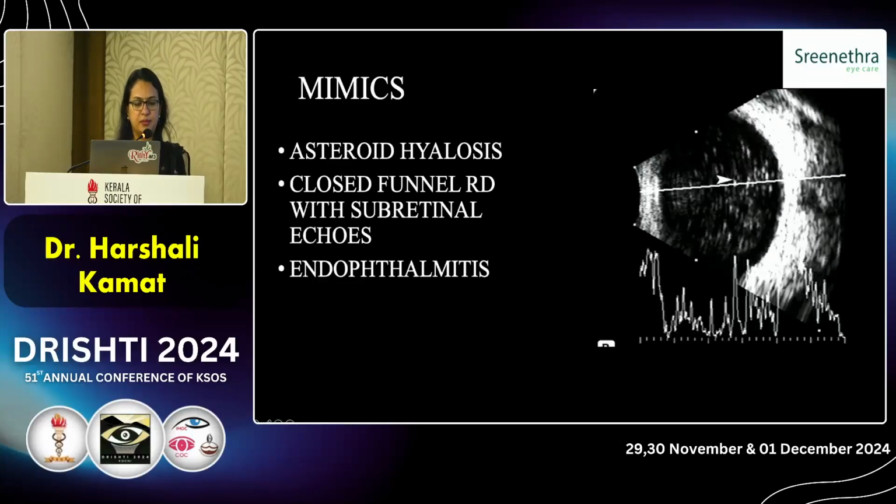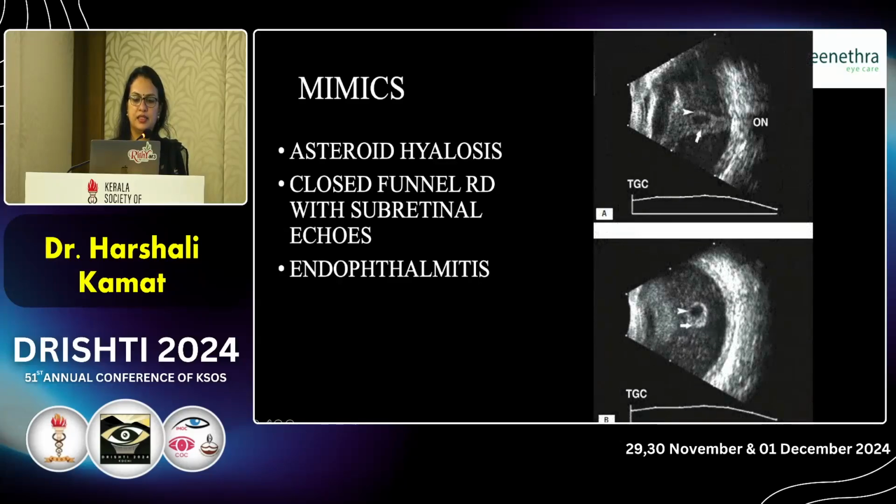There are several mimics which we need to know. One is asteroid hyalosis because it's so common, and you have to differentiate it from the vitreous hemorrhage. These are high reflective discrete echos, and very commonly you will see a clear space between the asteroid and the retina. Sometimes you may see a closed funnel RD and completely miss the central stalk, as in this case, in which case you might mistake it for a vitreous hemorrhage.